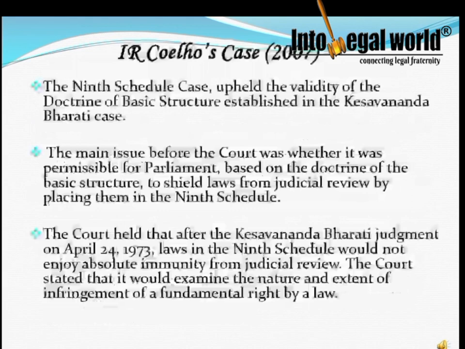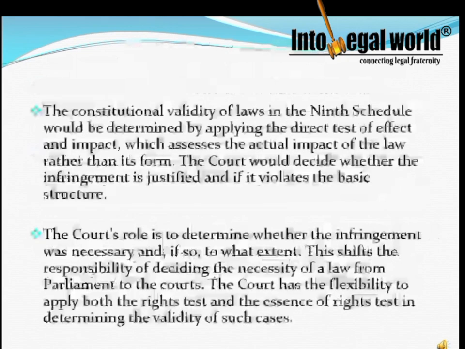The court held that after the Keshwananda Bharati judgment on April 24, 1973, laws in the ninth schedule would not enjoy absolute immunity from judicial review. The court stated that it would examine the nature and extent of infringement of a fundamental right by a law. The constitutional validity of laws in the ninth schedule would be determined by applying the direct test of effect and impact, which assesses the actual impact of the law rather than its form.